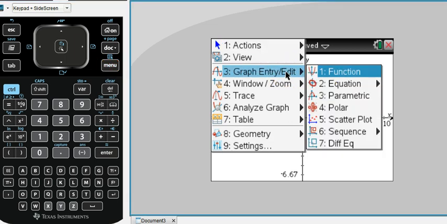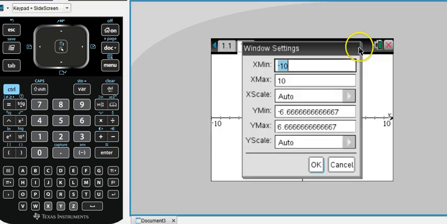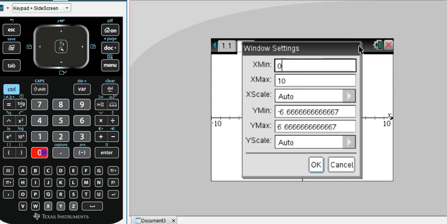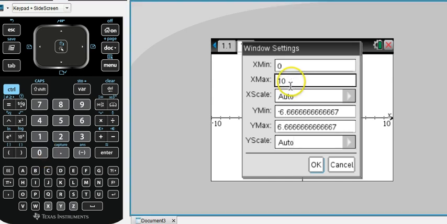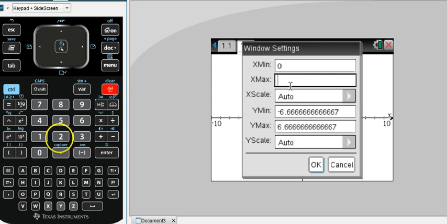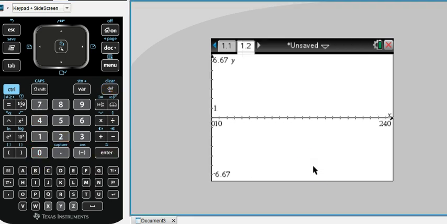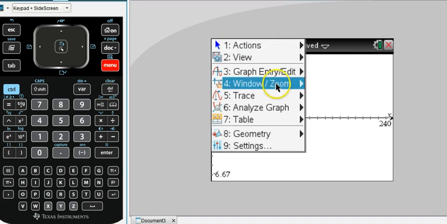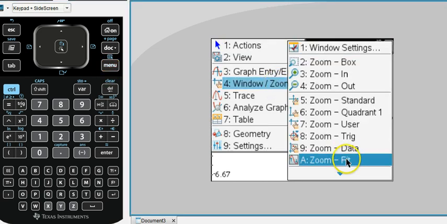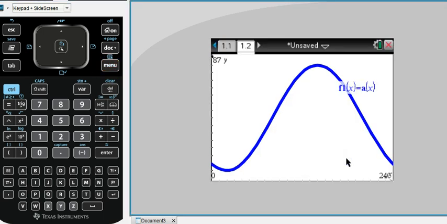Because in window, we know the domain, we can enter the minimum for x is 0 through to 240. Okay, and I still can't quite see the graph. So if I go window and zoom fit, there's my graph fully drawn within the domain. You can see 240 down here.